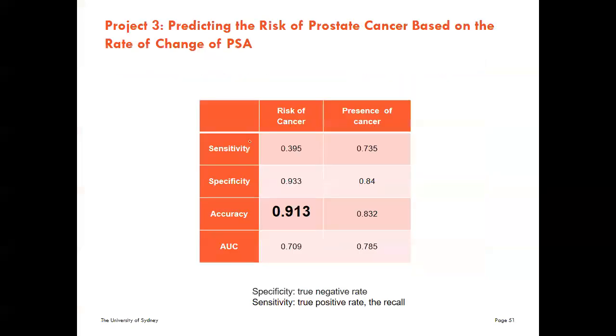Right? Another project where we looked at the risk of prostate cancer. Again, a large number of features were generated, and then we came up with the finding that you only need the rate of change of PSA to predict a person's risk of developing prostate cancer.